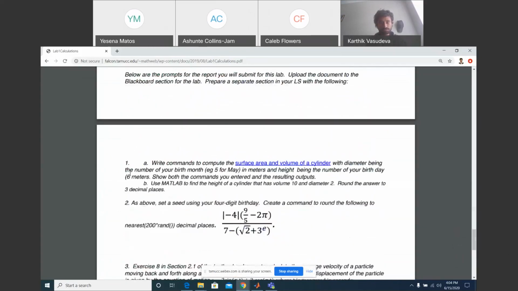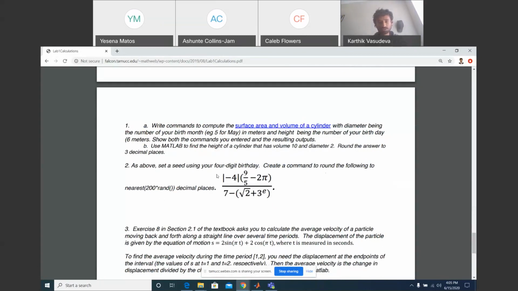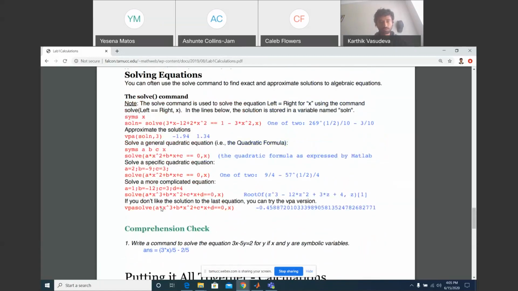For question number 2, there is something called set a seed using your 4-digit birthday. That's the first line of your command. Then you have to create a command to round the following to the nearest 200 times RA in the parenthesis. You have to round the answer to the nearest 200 times a random number from 0 to 0.1.